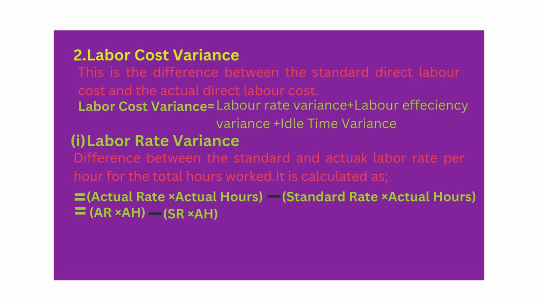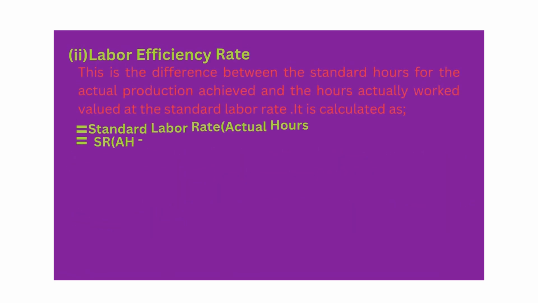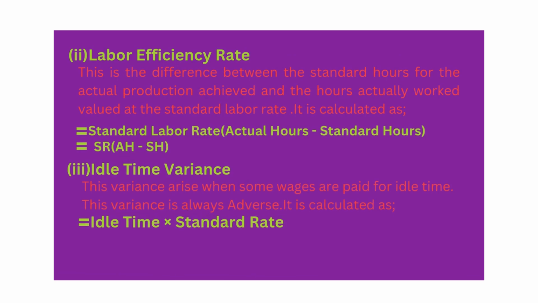The labor rate variance is the difference between the standard direct labor rate per hour and the actual rate for the total hours worked. It is calculated as actual rate multiplied by actual hours minus standard rate multiplied by actual hours. When the actual cost is greater than the standard cost, the variance is unfavorable or adverse. When the actual cost is less than the standard cost, the variance is favorable.